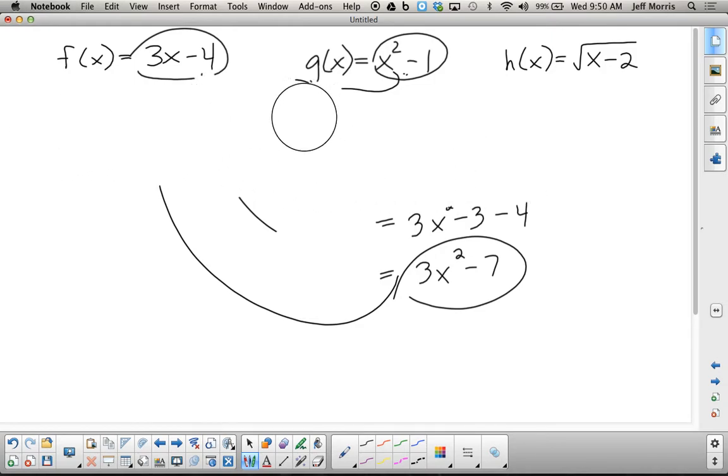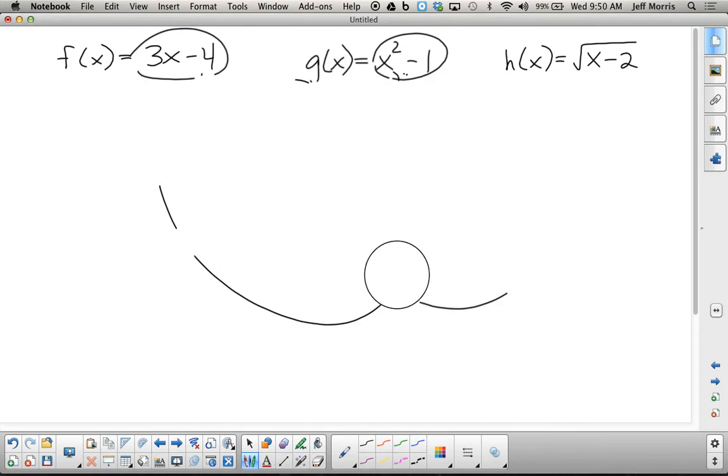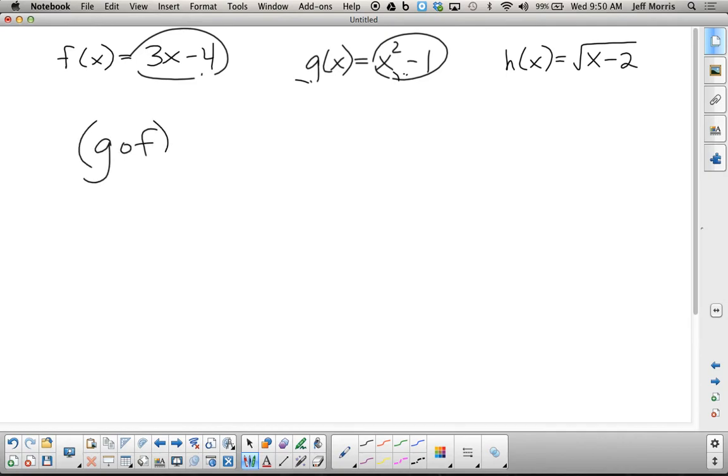Maybe I shouldn't erase it so you can see it, but you should have had it written down. Okay, so what now? G and f. I want you to go g of f of x. Do this one. Write down what it means first and then figure it out. Figure out what it means first.